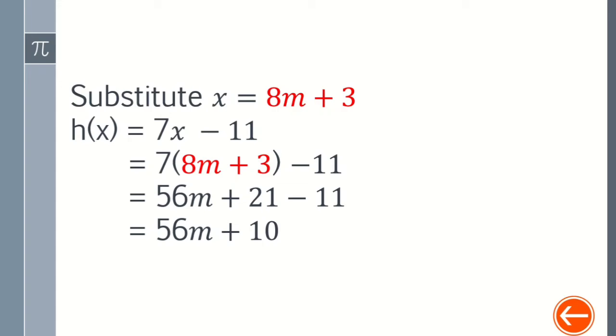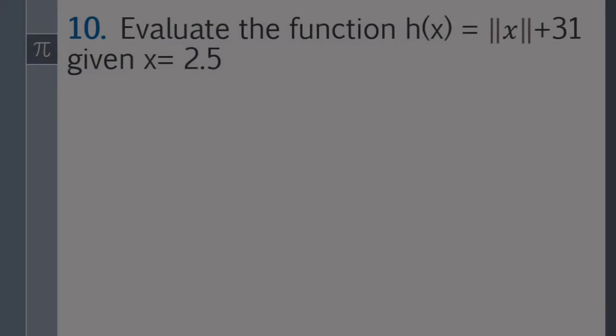Kaya magiging 7 times 8m and 7 times 3. Kaya 21 and 56m. Then copy negative 11. Then simplify. Kaya ang sagot natin ay 56m plus 10.